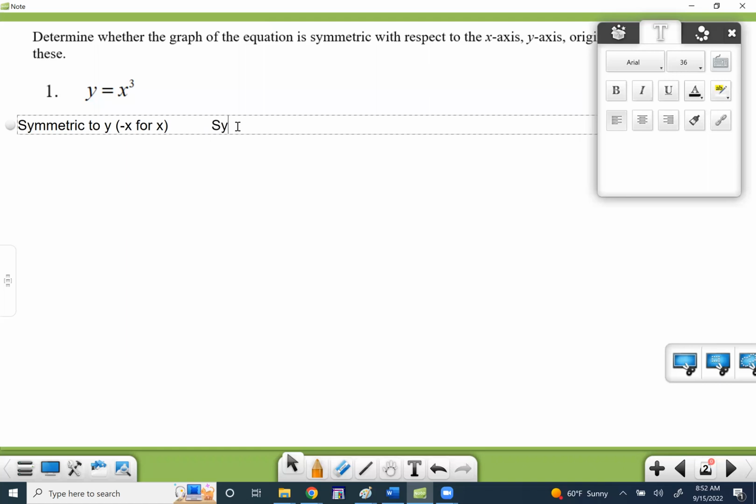We're going to test symmetric to the x-axis, which means negative y for y. And then we're going to test symmetric to the origin. That means both: negative x for x, negative y for y. Okay. Space these out a tiny bit more. All right, here we go.